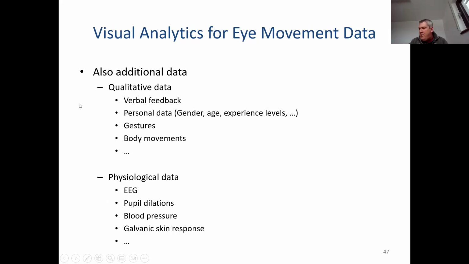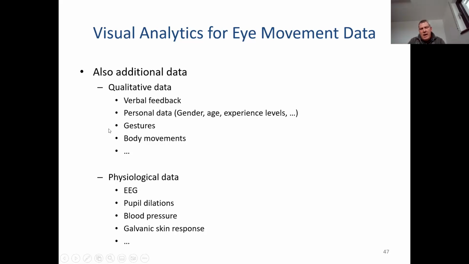We can even go a step further. You see here, I do not only have the eye tracking data or the eye movement data, I must say, we also have additional data. For example, I just call it qualitative data. You could have verbal feedback. So the participants, for example, could talk. You could have something like a talk aloud or think aloud eye tracking study. The people talk while they pay visual attention to something. They talk about how they solve a certain task. You could have personal data, like the gender of the participants, the age or experience levels. How familiar are they with the visual analytics systems? How familiar are they with visualization and things like that? You should write that down before you start an eye tracking study.